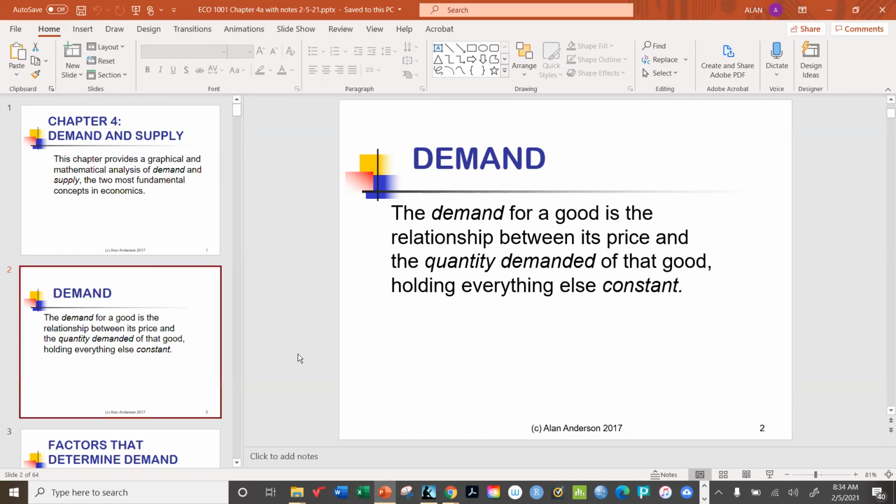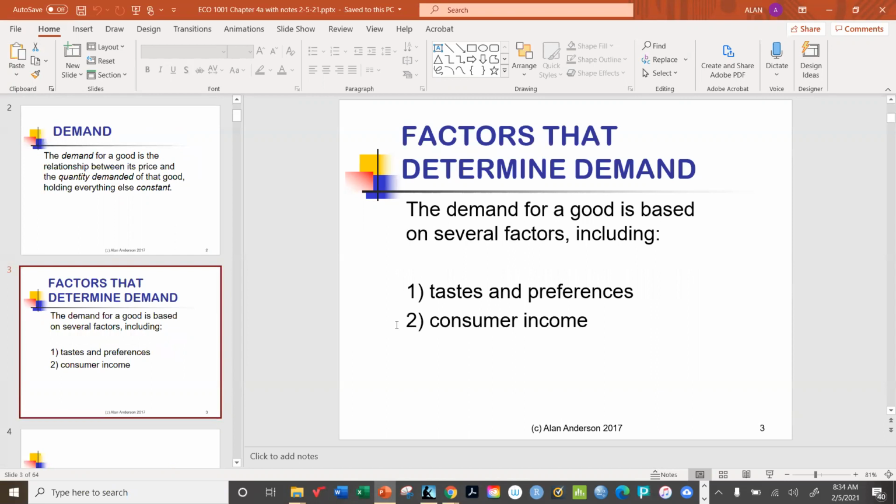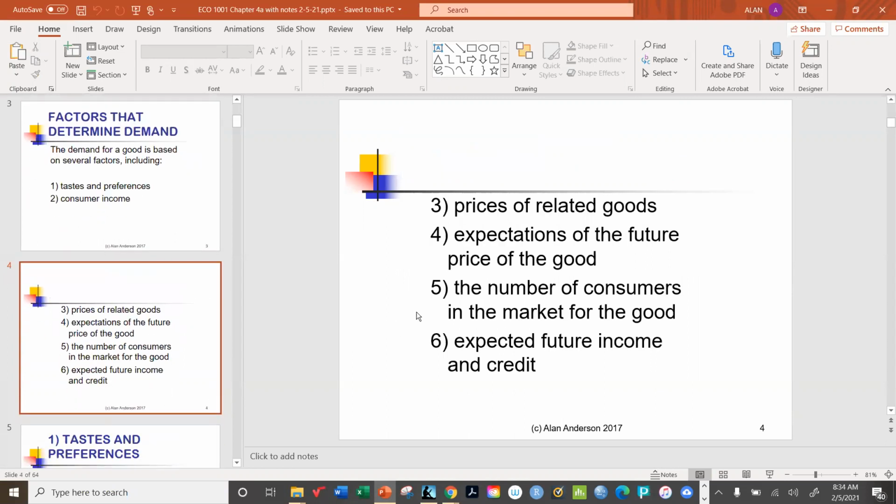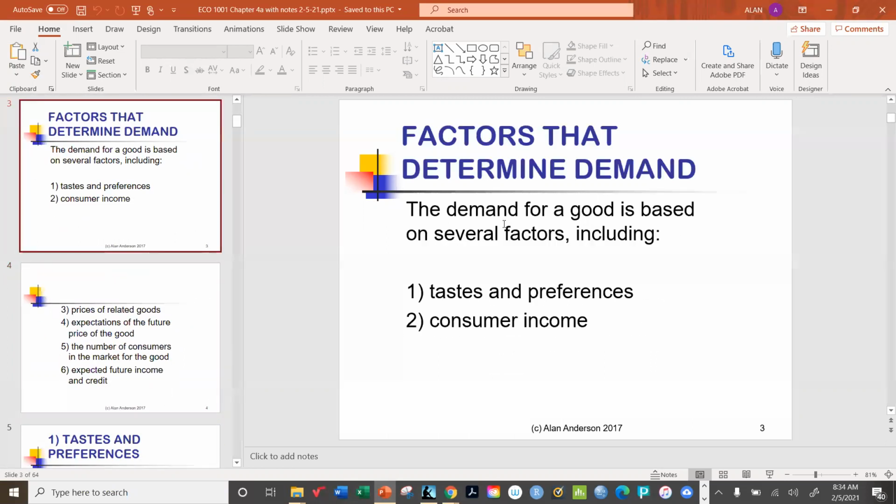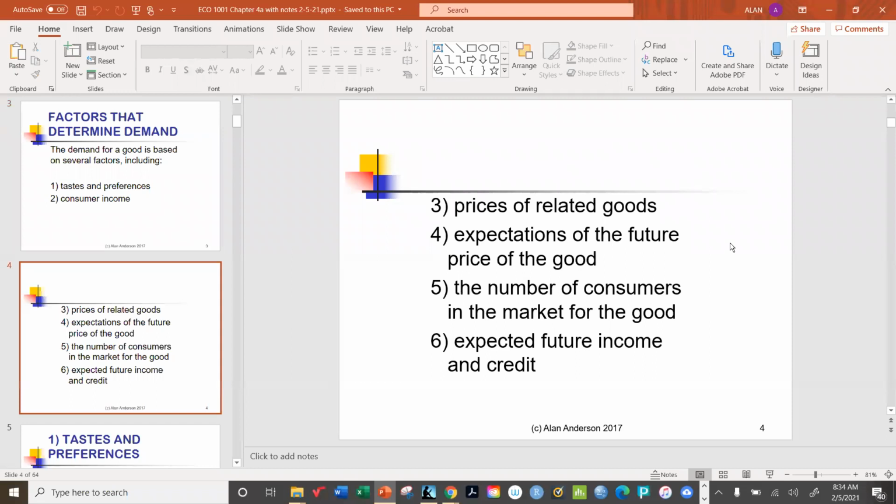So what factors actually do determine the demand for a product? Well, there's at least 5 or 6 of them that we're going to mention here, 6 actually. And so we'll start by looking at, as you can see, tastes and preferences, consumer income, prices of related goods, expectations of the future price of the good, the number of consumers in the market, and expected future income. So there's a lot here, as you can see.